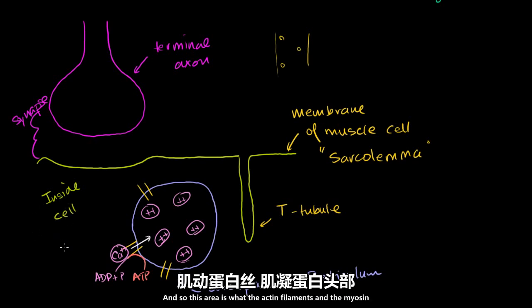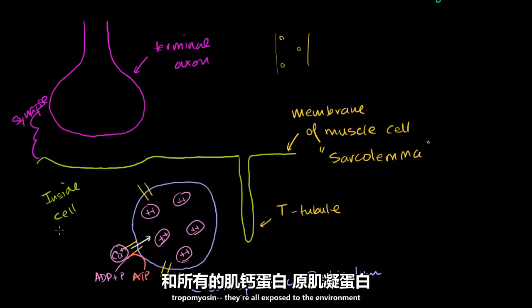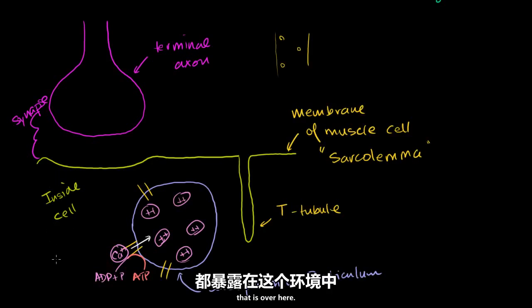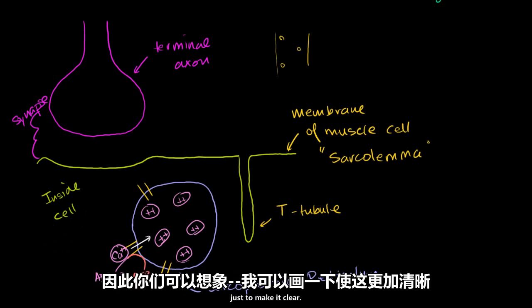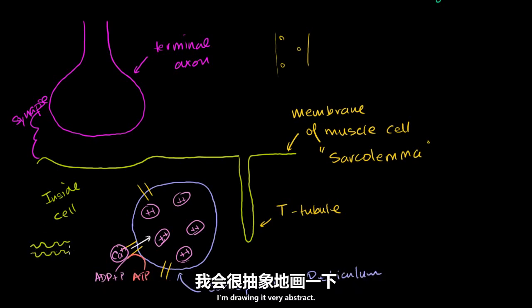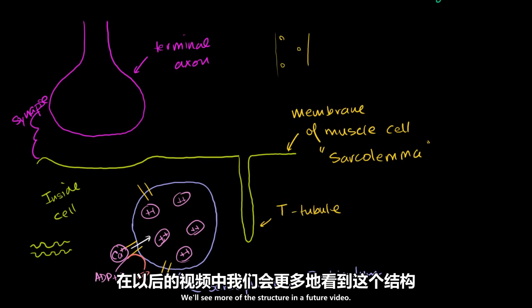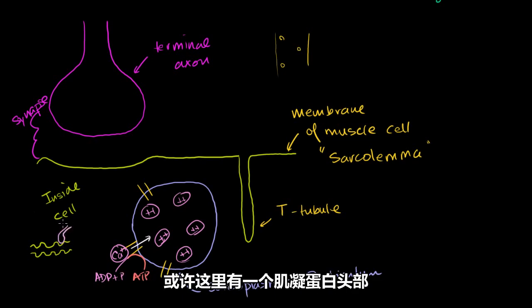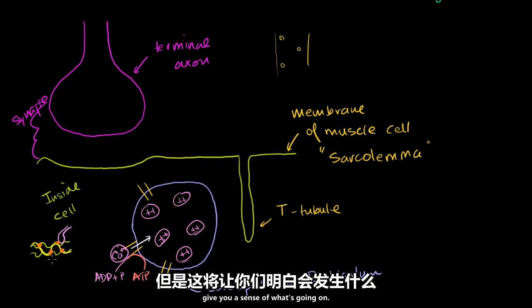And so this area is where the actin filaments and the myosin heads and all of the rest, the troponin and the tropomyosin, are all exposed to the environment that is over here. So you can imagine, I could just draw it here to make it clear. We have our actin filament right there. I'm drawing it very abstract. We'll see more of the structure in a future video. Maybe you have your myosin head right there, and then you have your tropomyosin wrapped around, and it's being nailed down by the troponin proteins, just like that. This is a very abstract drawing, but I think this will give you a sense of what's going on.